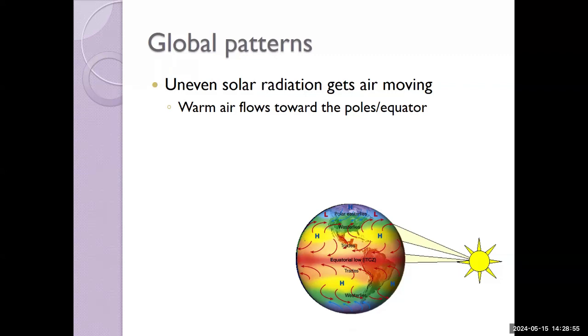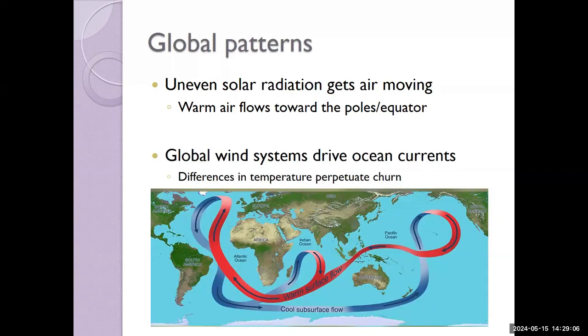Not only does solar radiation move air, but it also results in changes in water current. The global wind systems drive ocean currents, and thereupon the differences in temperature perpetuate churn. As the water cools, it sinks to the bottom, displacing new water, which goes to the top and has time to warm again. And this results in the constant flow of resources, oxygen, and nutrients around our globe.